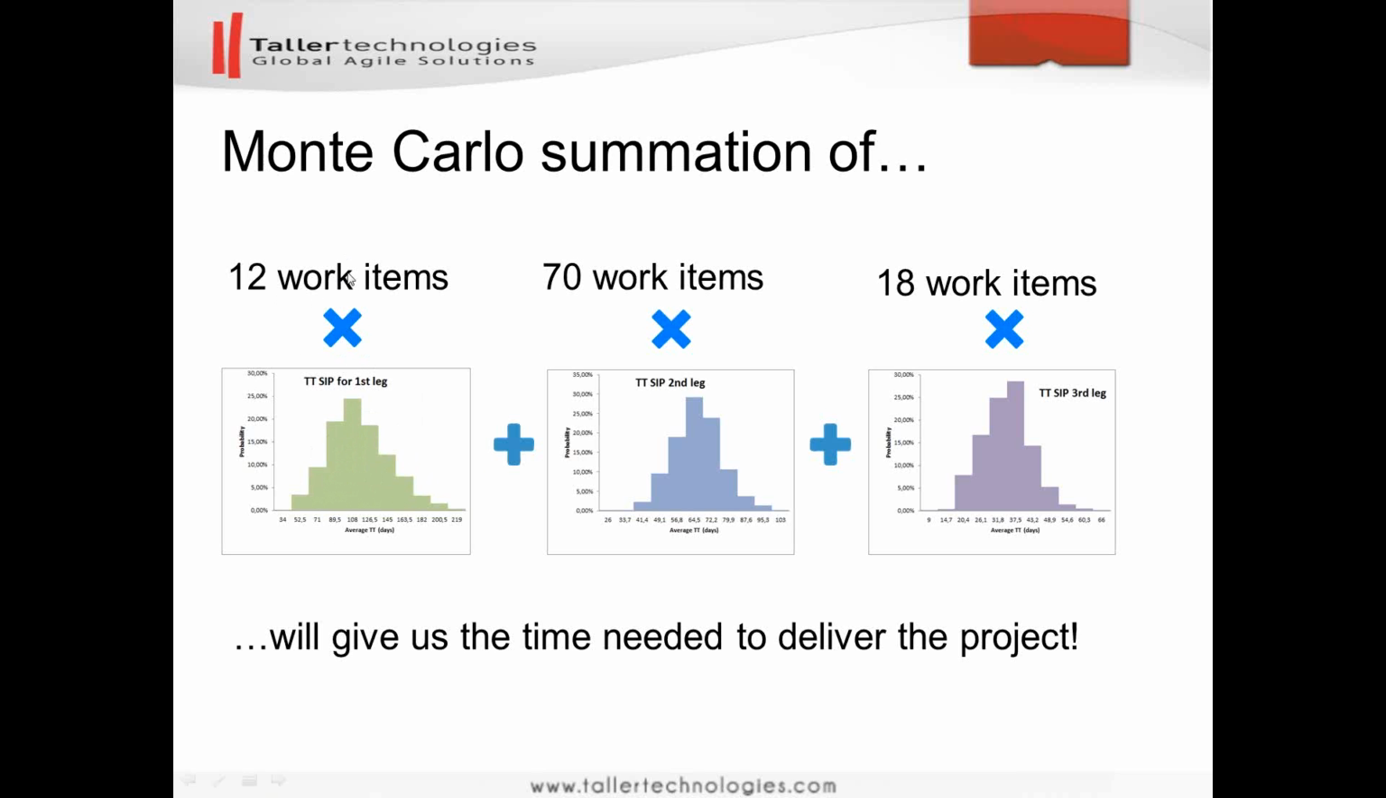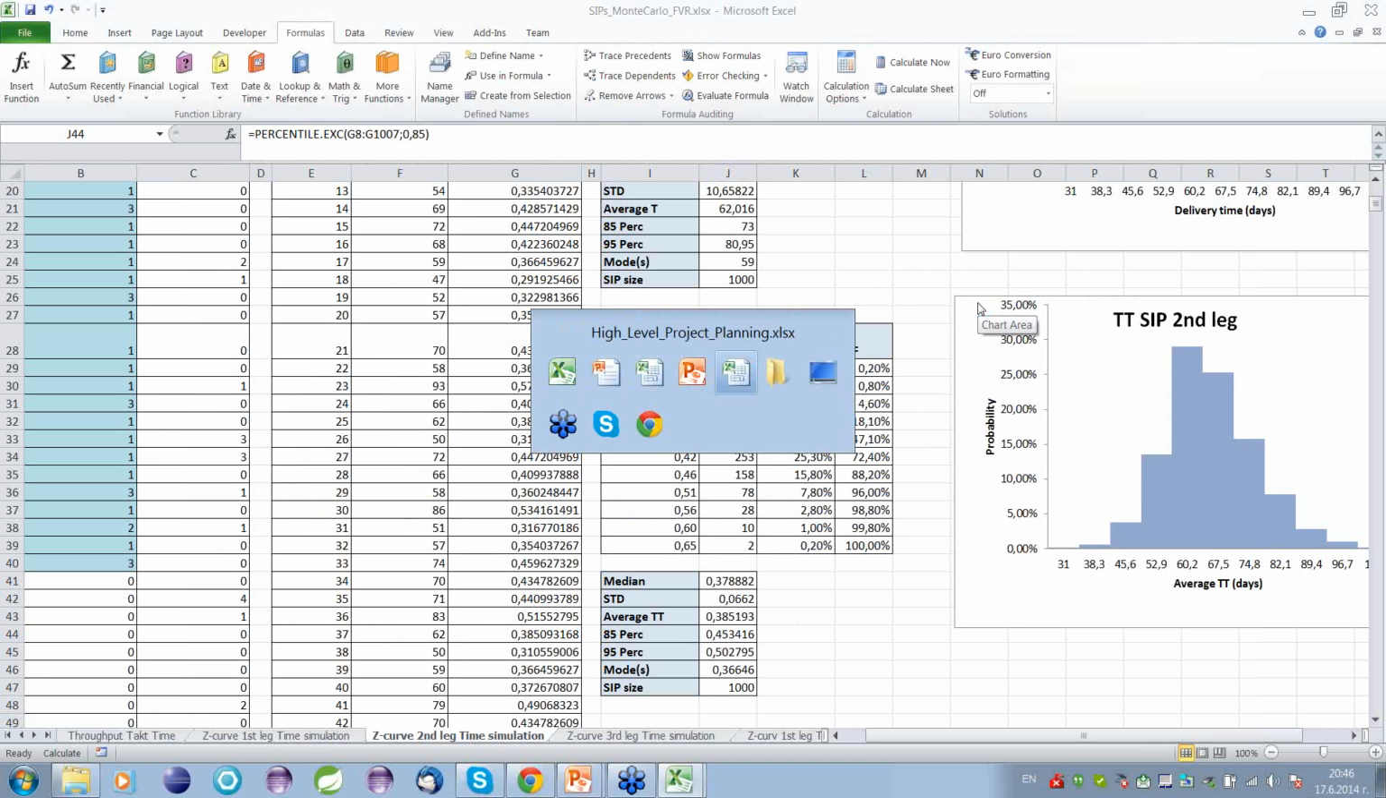It's quite difficult actually to multiply a single number by a distribution. Then 70 work items will be delivered during the second leg of the Z curve, and we have the distribution of the average tag time for the second leg. And 18 work items will be delivered during the third leg of the Z curve. The sum of all these three parts will give us the simulated time needed to deliver the new project. So here we are multiplying numbers with distributions. Let's see how this can be done using Microsoft Excel.